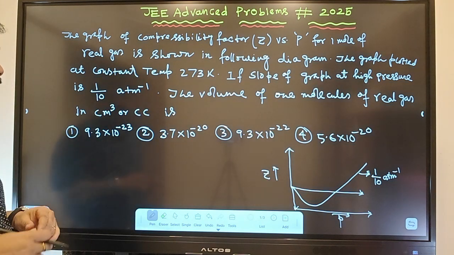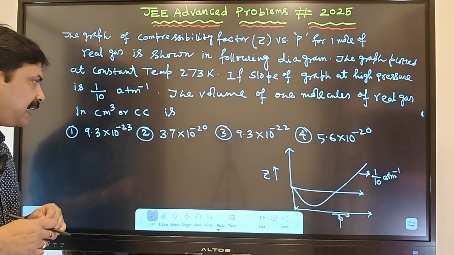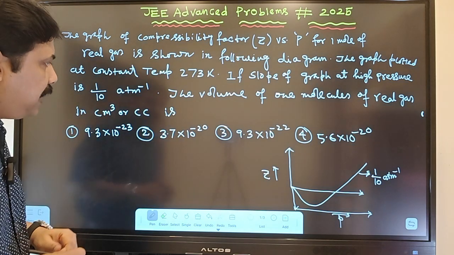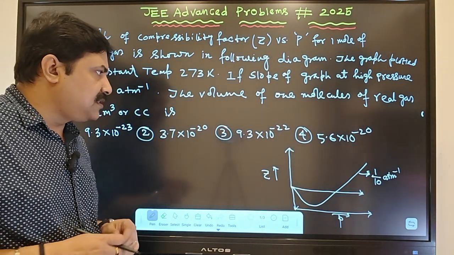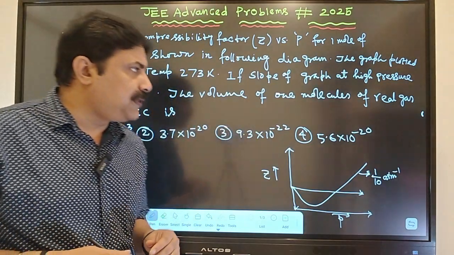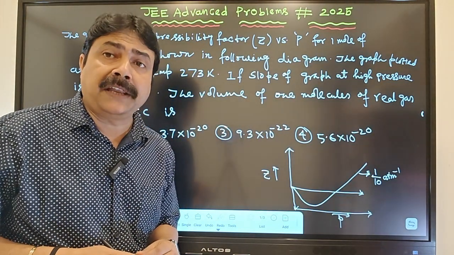First option 9.3 into 10 power of minus 23. Second option 3.7 into 10 power of minus 20. Third option 9.3 into 10 power of minus 22. Fourth option 5.6 into 10 power of minus 20.